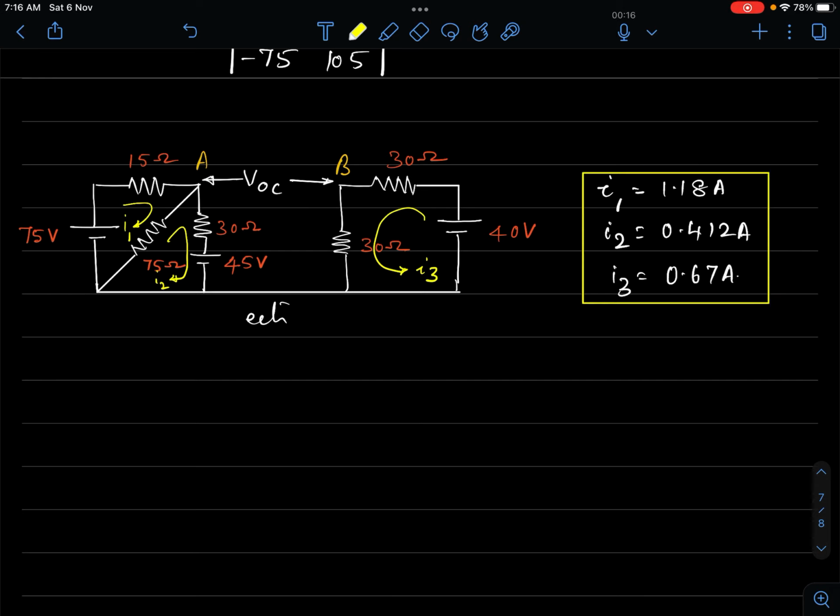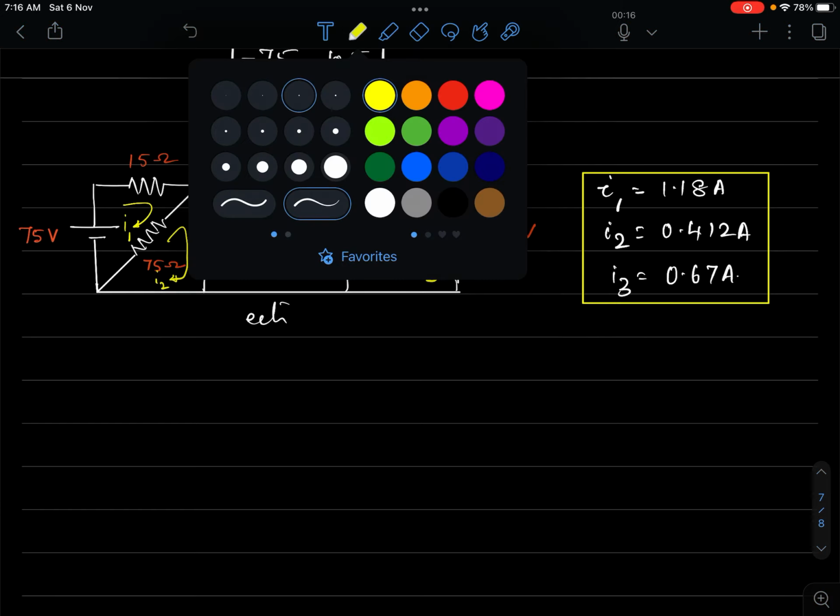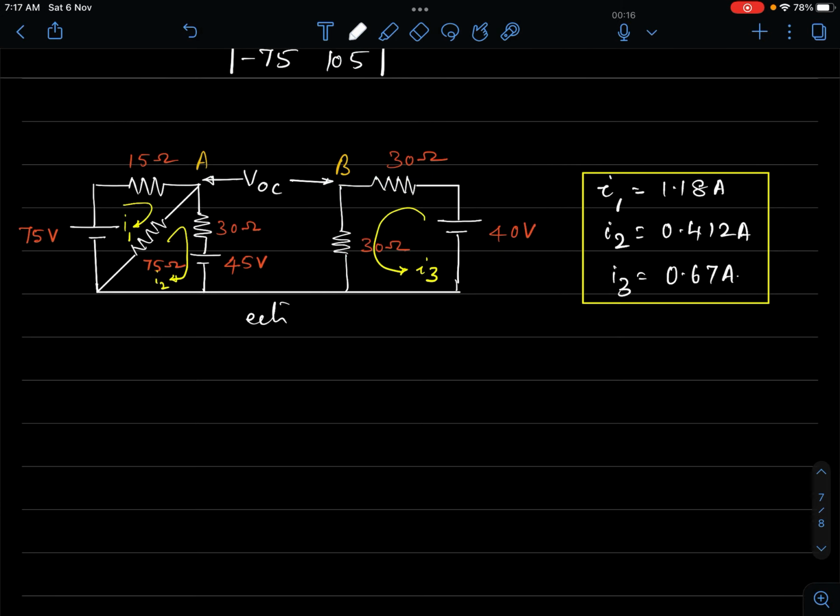Now how to get the potential difference VOC? See, the technique is you go from potential A to potential B, try to add up all the potential differences. Alright, so the convention is that we try to take the drops positive. The convention, let's recollect once more. Voltage drops are given a positive sign. Voltage gains are given a negative sign. Okay, this way we do. Okay, so how do we do?